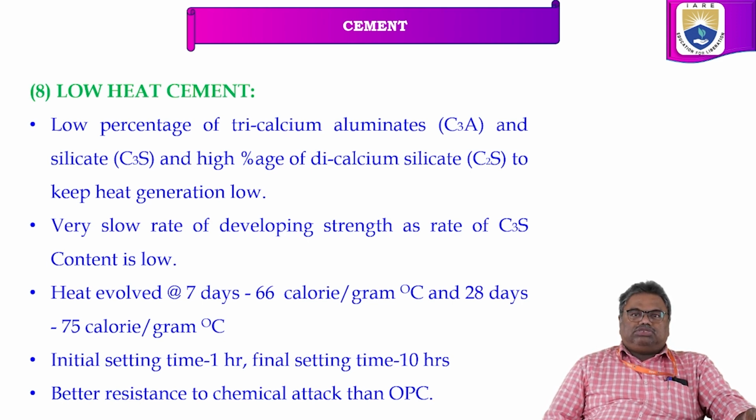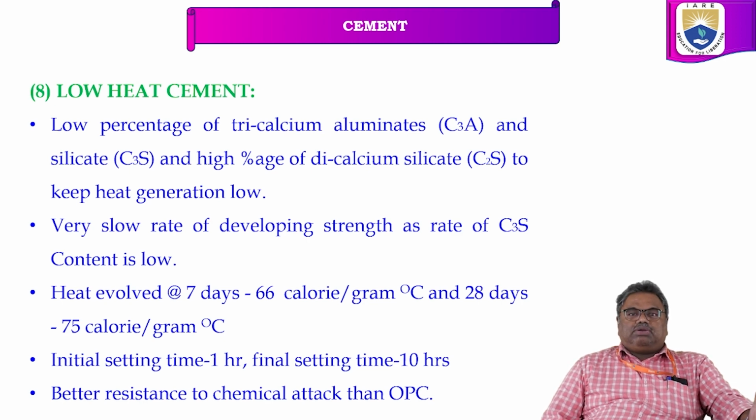So heat evolved in 7 days. You can see here heat evolved in 7 days is around 63 calories per gram, and in 28 days it is 75 calories per gram. So this is the heat evolved in the case of low heat cement. We'll get very low heat if you are using this type of cement, and the strength development will also be very slow.